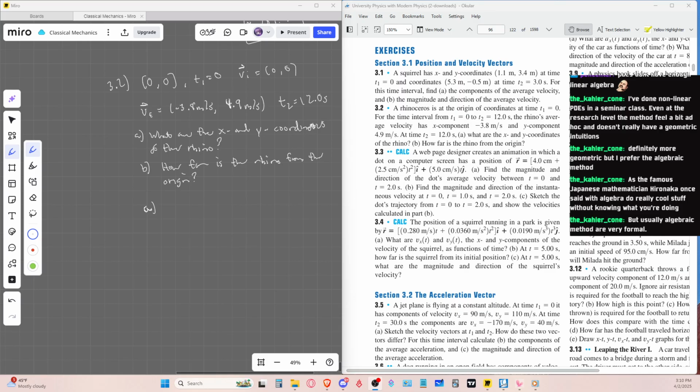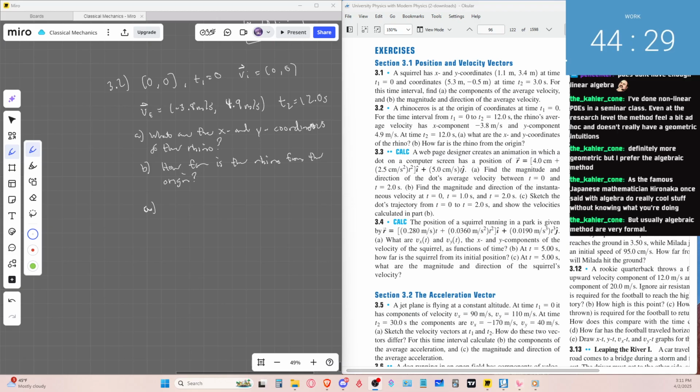Okay, guys, time to get the study timer out, and time to get back to doing some problems. We are doing this problem, and with this one we'll probably skip and do another problem on a different topic in this chapter. Okay, so what are the x and y coordinates of the rhino?